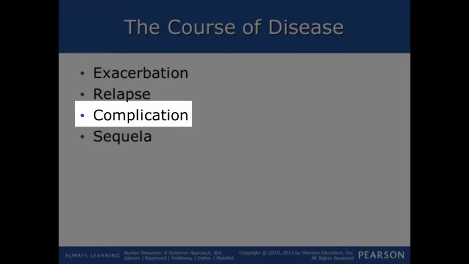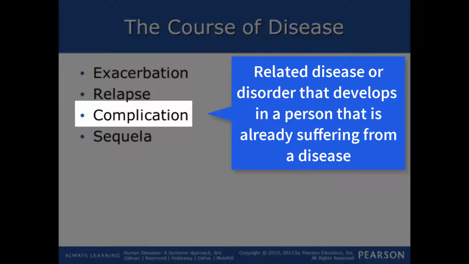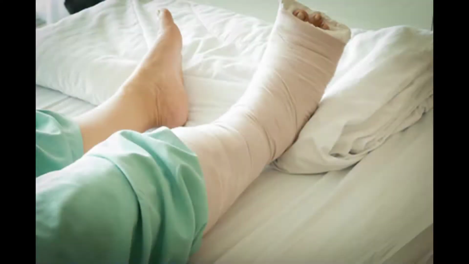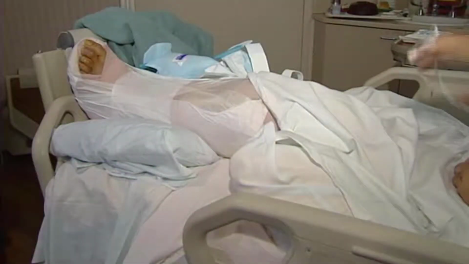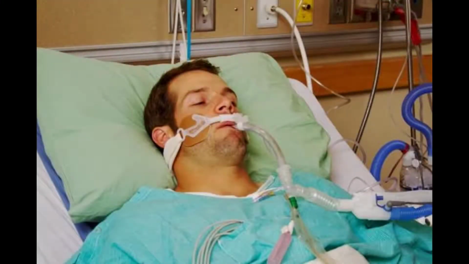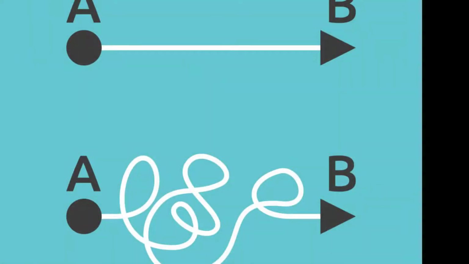Complications of a disease. This is a related disease or other abnormal state that develops when a person who's already suffering from a disease has issues that could be related to the initial disease. For example, if a patient has a severe fracture of their leg and they're confined to bed, and then they develop pneumonia because they're immobile, that pneumonia is a complication of the fractured leg. So the complication is related to the initial disease, but it's not a direct cause.